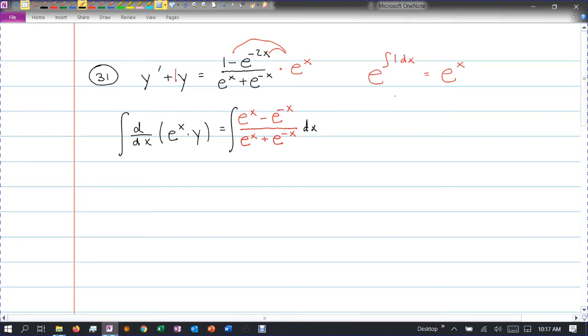Gosh, tempted to do something. I want to do long division. That's what I really want to do. Let's try something first. I'm just going to look at this algebraically first. Maybe we can clean this up. We have e to the x plus e to the negative x. Let's multiply the top and bottom by e to the x. Let's just see what happens. We get e to the 2x minus 1 over e to the 2x plus 1.